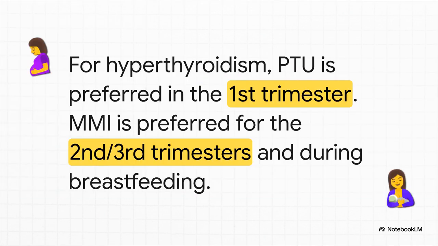Now, when it comes to hyperthyroidism during pregnancy, the script completely flips. We actually prefer PTU in that first trimester to minimize any risk of birth defects that have been linked to MMI. But because of PTU's own risks we talked about, doctors will often switch the patient back to MMI for the second and third trimesters. And MMI is also what's preferred during breastfeeding. It's a key therapeutic switch you just have to remember.